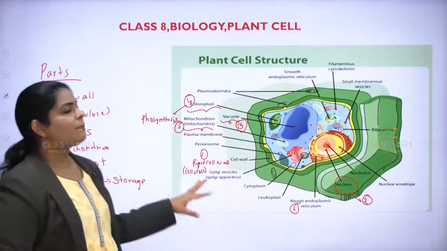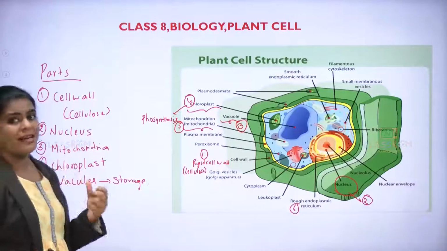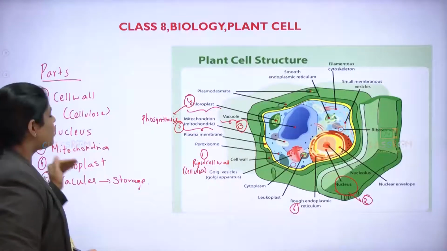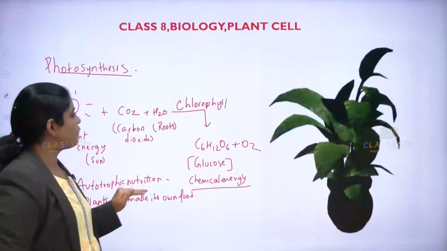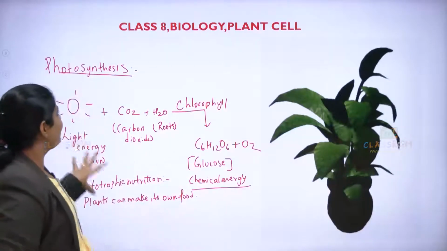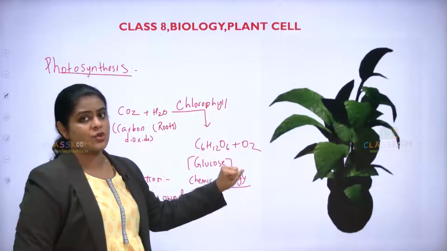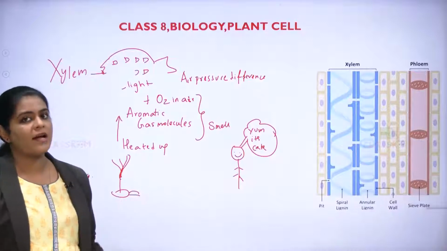I have told you about the plant cell structure and what its important parts are. It has the rigid cell wall, made up of cellulose, a nucleus, mitochondria, chloroplast, which is like the kitchen for photosynthesis, and vacuoles for the purpose of storage. Then we studied photosynthesis, where light energy is converted into chemical energy and oxygen in the presence of carbon dioxide, water and chlorophyll.